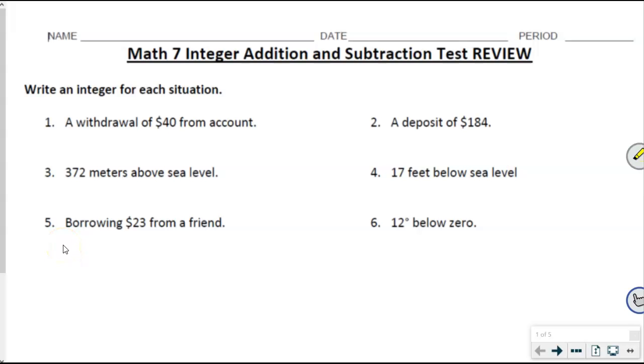All right, this is the Math 7 integer addition and subtraction test review. This means we have a test coming up, and this is our last day to practice before we take that test. So, I'll say it once and I'll say it again at the end. Anything we don't finish in class is homework.